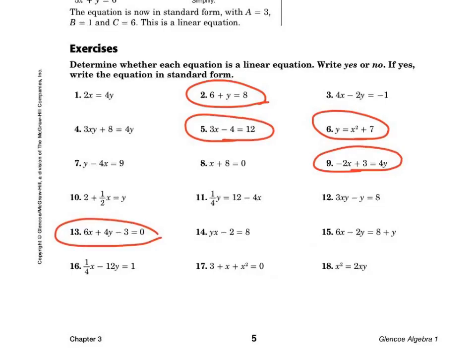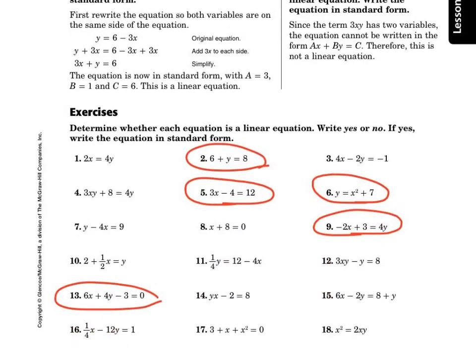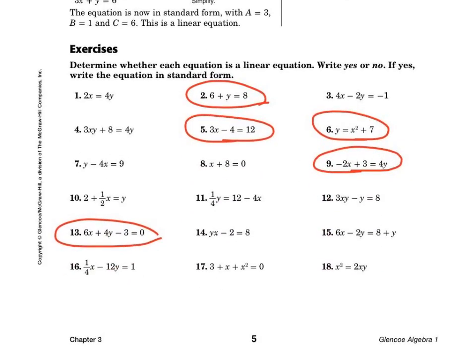Okay, independent practice today. Determine whether each equation is a linear equation. Write yes or no. If yes, write the equation in standard form. So 2 things you have to do: write yes or no, and if your answer is yes, you need to write that equation in standard form. Let me write down standard form for you. Ax plus By is equal to C.